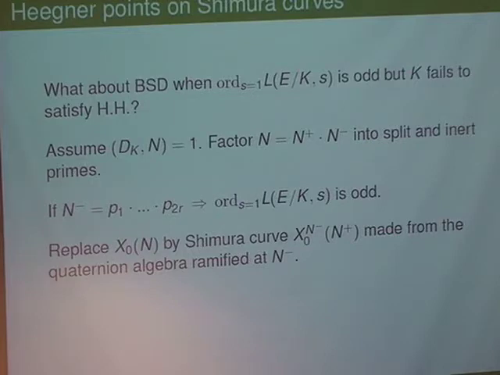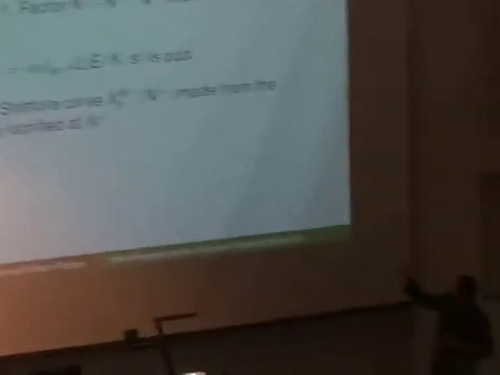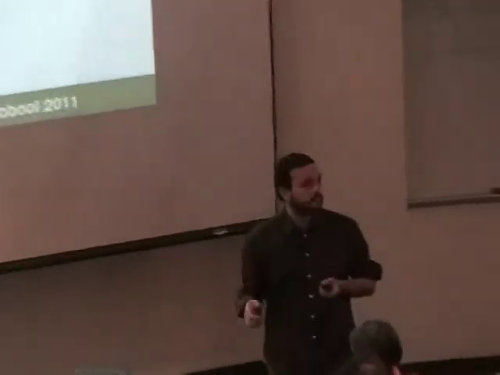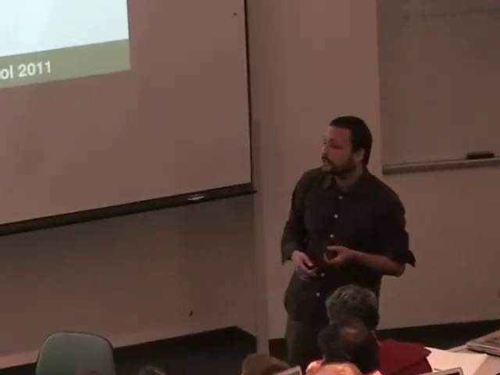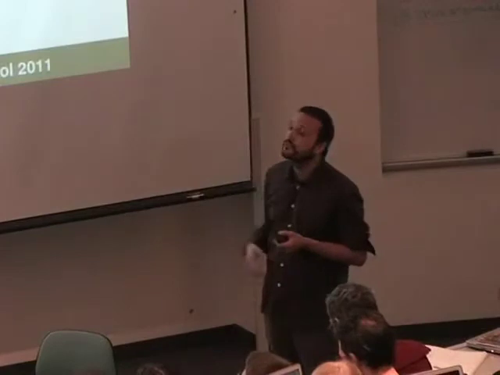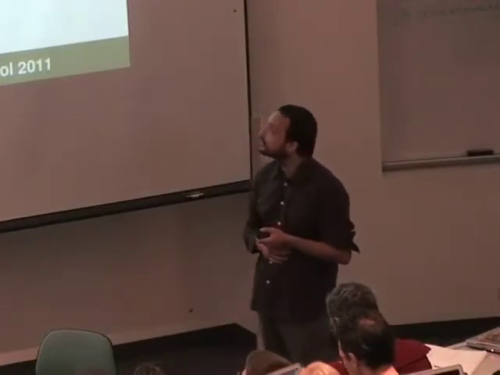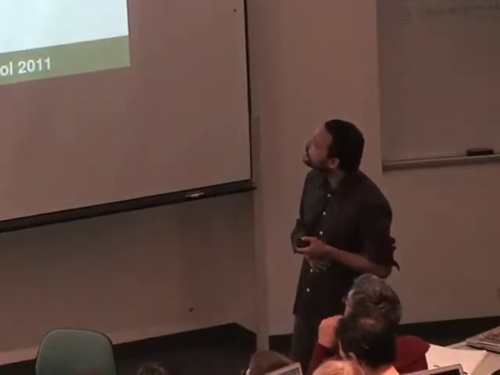But you can play exactly the same game that you play in order to define the classical modular curve. Exactly the same recipe leads you to a different curve, which people call the Shimura curve, attached to this quaternion algebra. This is the role that N minus plays, and N plus plays the classical role of the level. So if N minus is 1, this is just another name for X naught of N. This is again a curve defined over Q.